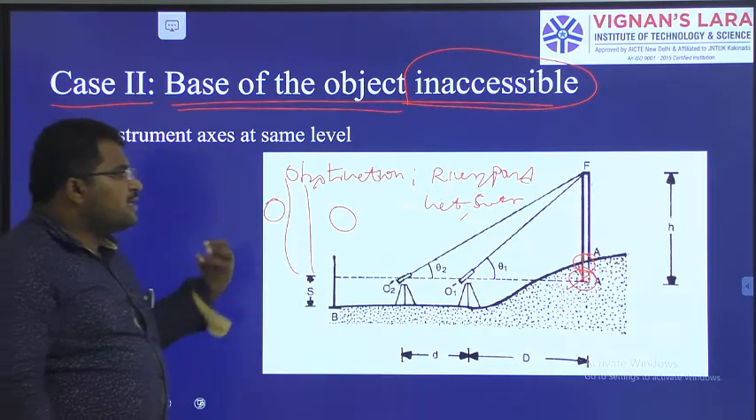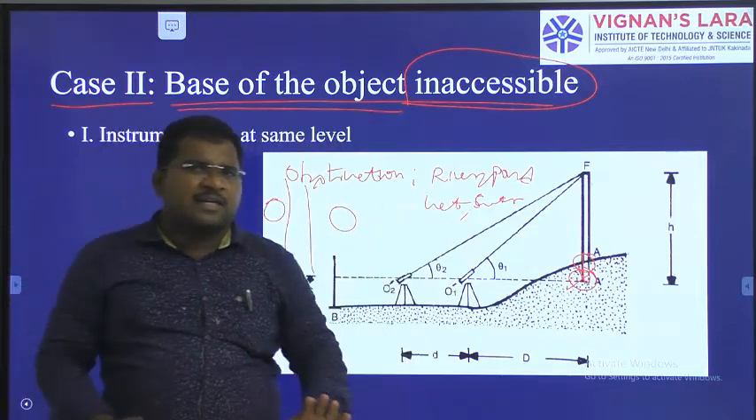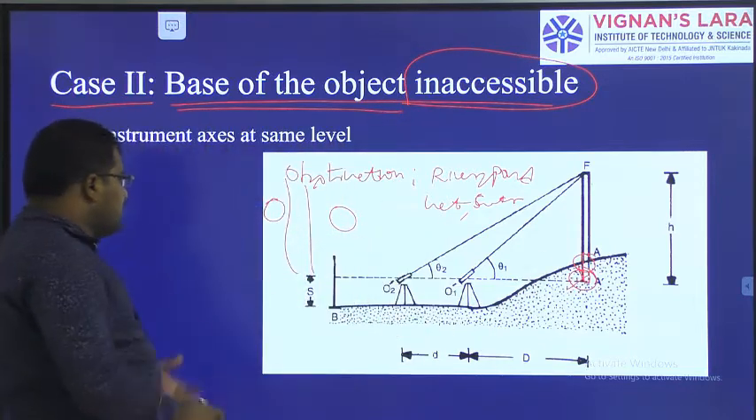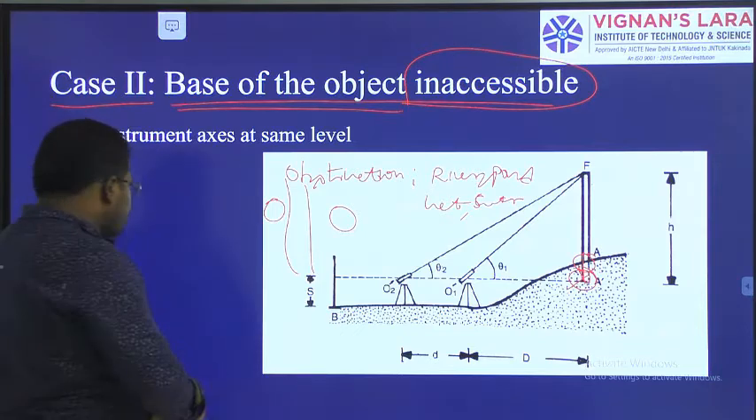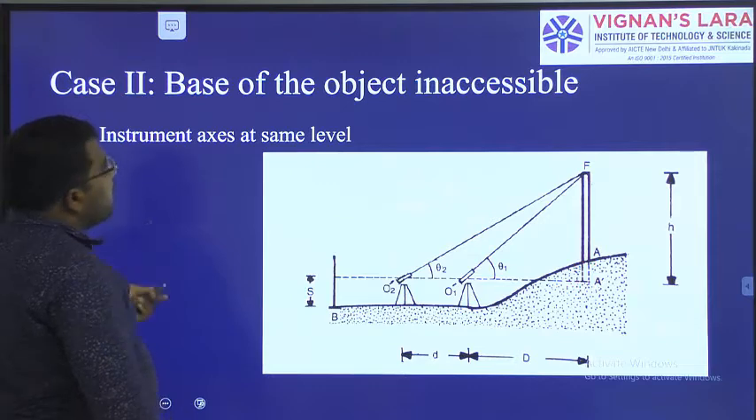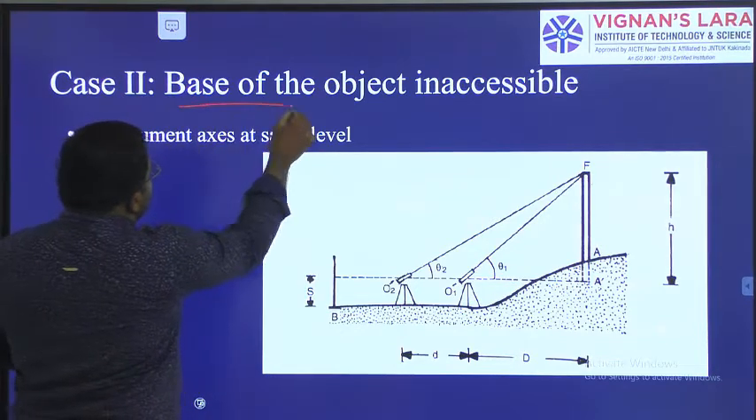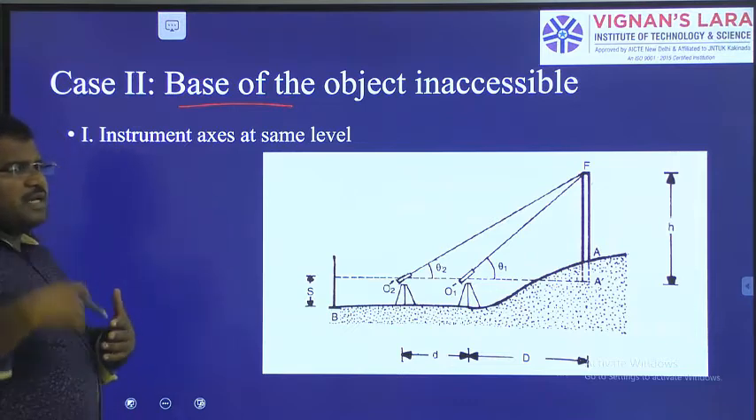Whenever the base of the object is one we can't reach, that is called inaccessibility. So in that case, how do we find out the levels? Now in this case, we have two further cases.